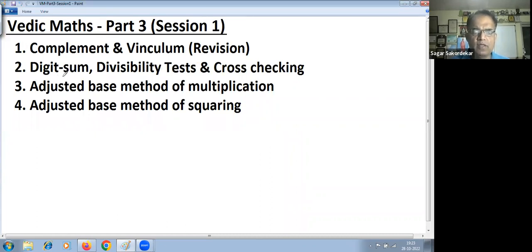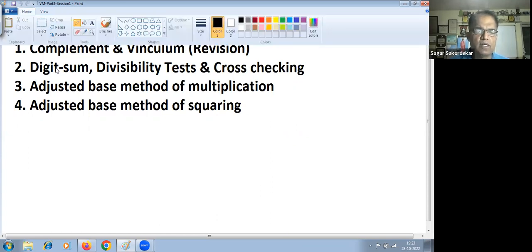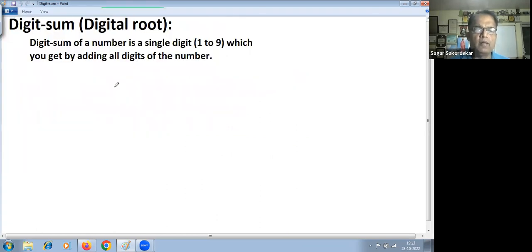Now, digit sum we have covered actually in part 1. It is not there in part 2. Divisibility test also partly covered in part 1. Cross checking is a new topic. So let's start with this. First, we'll start with the digit sum. So this was in part 1. Digit sum of a number is a single digit. Answer has to be 1 to 9, which you get by adding all digits of the number.